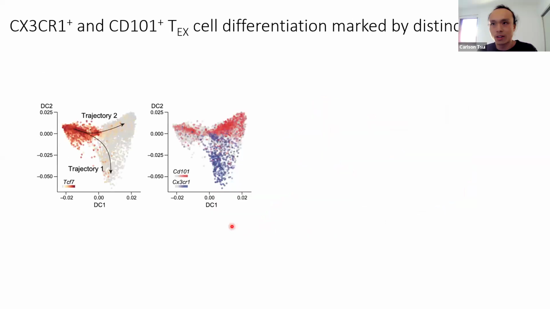When we calculated a diffusion map and then performed Slingshot trajectory analysis to try to predict how different TEX cells develop, we identified two distinct trajectories that stem from these cells here on the left, which are the T-PEG cells because they express TCF1. We have one trajectory that corresponds to the development of CX3CR1 TEX cells, and one trajectory that corresponded to the development of CD101 TEX cells. These trajectories were in line with other studies that have been published previously.